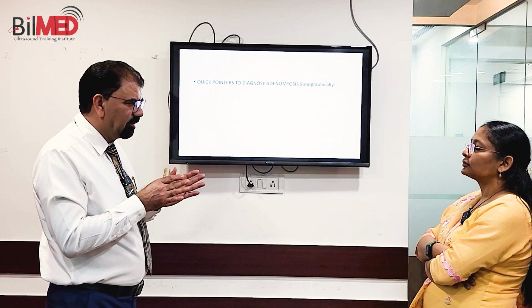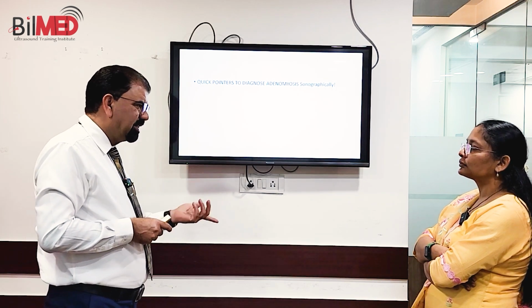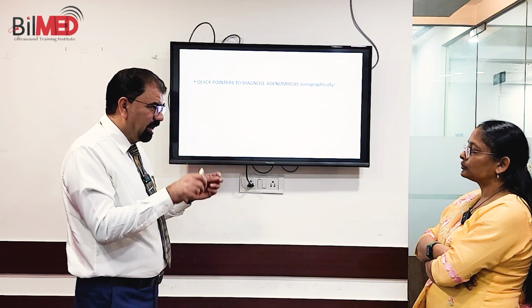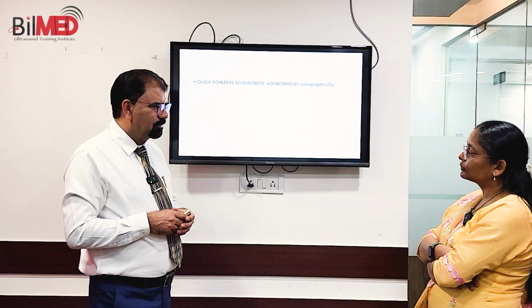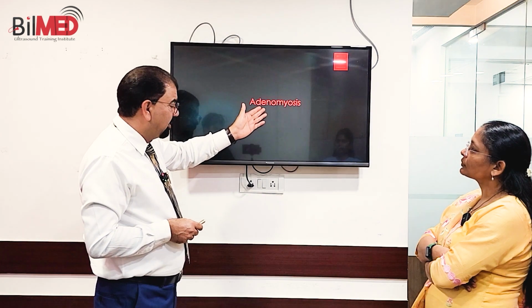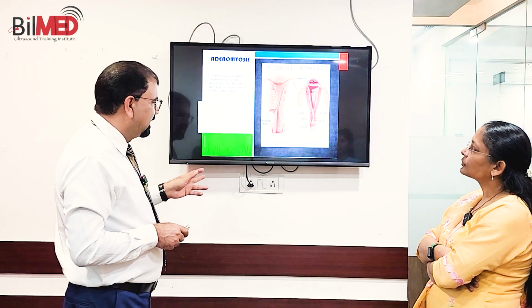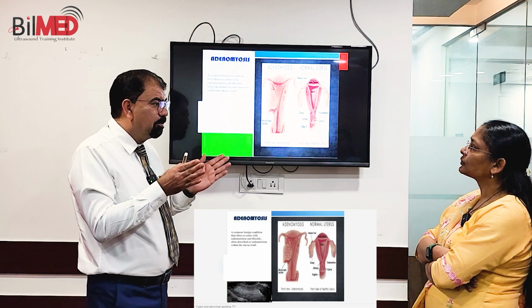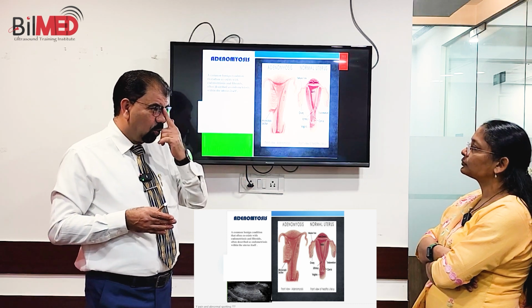Both are connected. When I say both, I mean the ectopically implanted endometrium as well as the endometrium; they are hormonally connected. Because they are hormonally connected, both will grow. But what about the endometrium ectopically implanted in the muscles? This will also grow, which means the patient will first of all have pain, and that too cyclic pain. So number one, you have to correlate clinically.